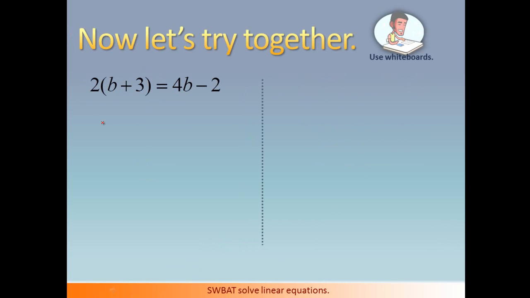Okay, so you can see in this one there's no fraction, so no need to get rid of a common denominator, but there is a distributive property that we have to apply. So that's that right there. We're going to apply that before we collect or combine.